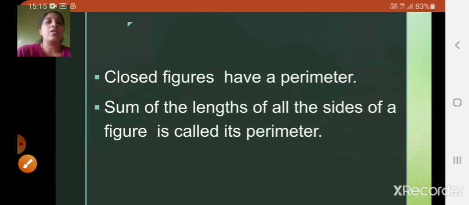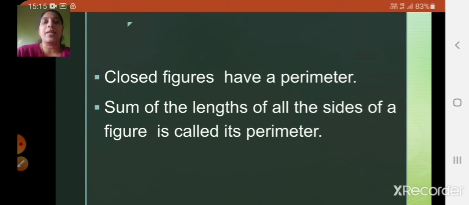Sum of the lengths of all the sides of the figure is called its perimeter, right? So whatever sides are there, when you add them, that is called a perimeter. Like if you take the example of a square, a square has got four sides, right? So you will add all the four sides, then you will get the perimeter.